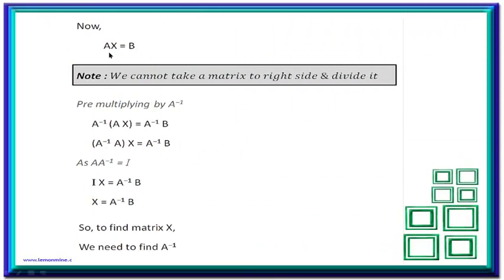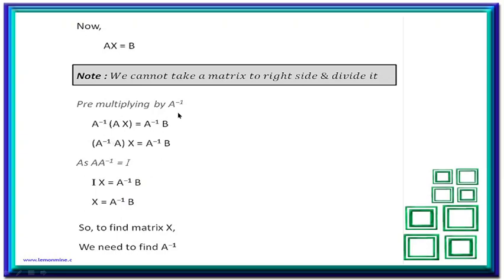Now we have written it in this format AX equal to B, and we can multiply with A inverse to introduce the A inverse. But there is one question: can't we write X equal to B by A for finding X? No, we cannot write that, because this operation is not allowed. Division is not allowed in matrices. So we cannot take a matrix to the right side and divide it. So we have to write in this format.